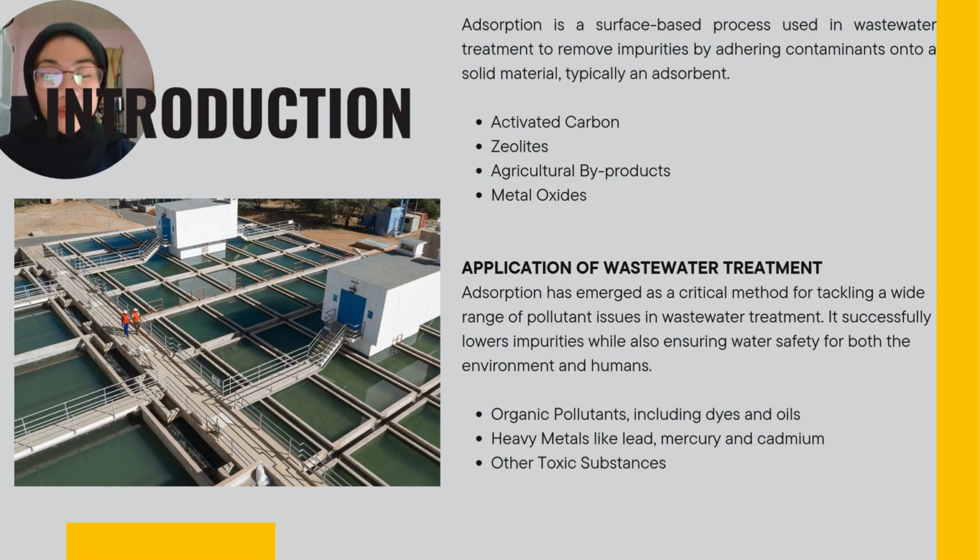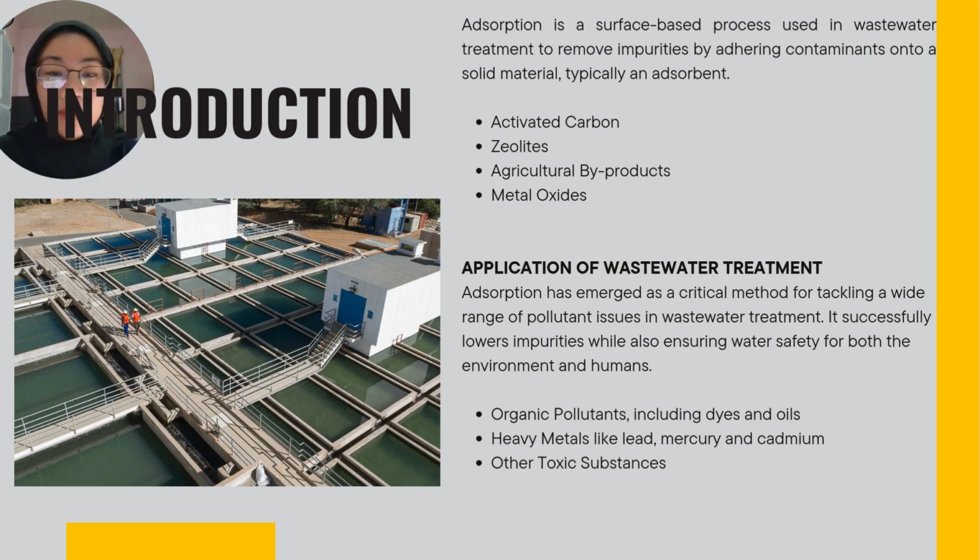We are from Group 8 and we're about to present our group project, which is focusing on the adsorbent. So, the introduction for this adsorbent. Adsorption is a surface-based process used in wastewater treatment to remove impurities by adhering contaminants onto a solid material, typically an adsorbent. There are some specific adsorbents that we will use. The first ones are activated carbon, zeolites, agricultural byproducts, and metal oxides.